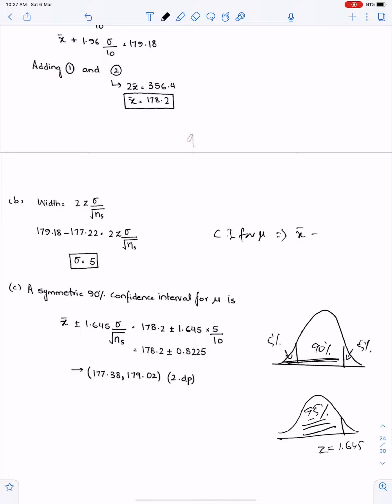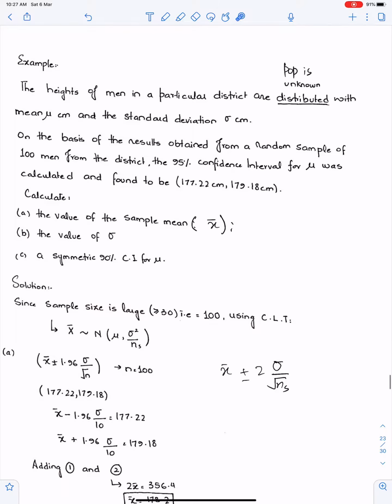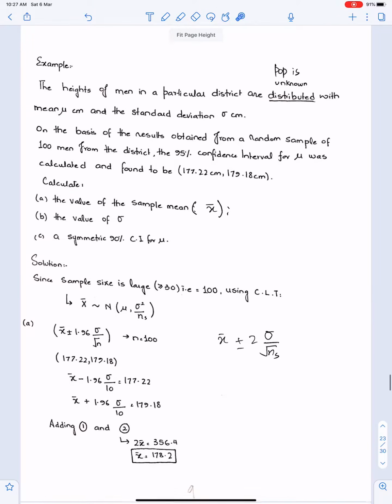X bar plus minus z sigma over square root of n here, to get the 90% confidence interval. So x bar is 178.2, sigma is 5, sample size is 100, and z is 1.645. This is the confidence interval for mu. If you want to check the solution of this example again, you can. You can even take a screenshot if you want.